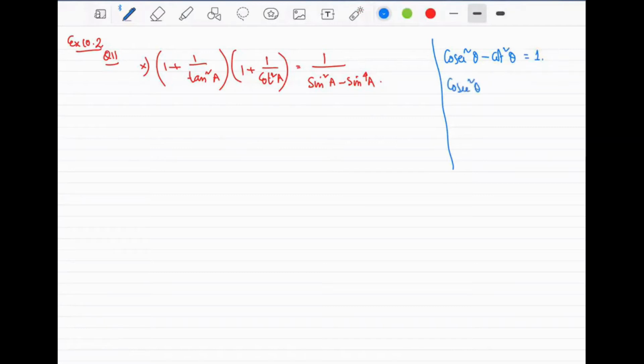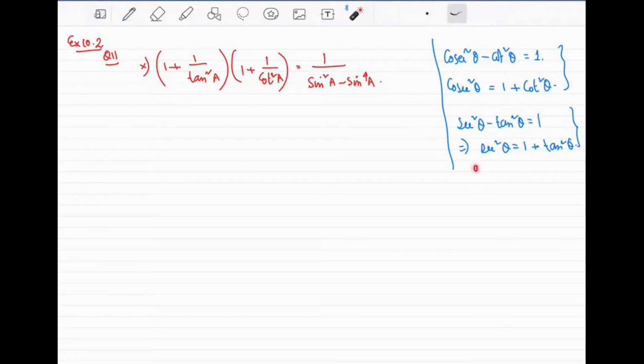We will have cosec square theta is equal to 1 plus cot square theta. This is the second one. Third one, we had sec square theta minus tan square theta equal to 1. You take away the tan square theta to the other side, so we have got 1 plus tan square theta.